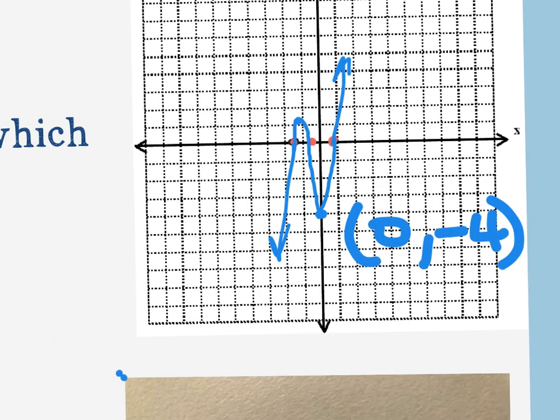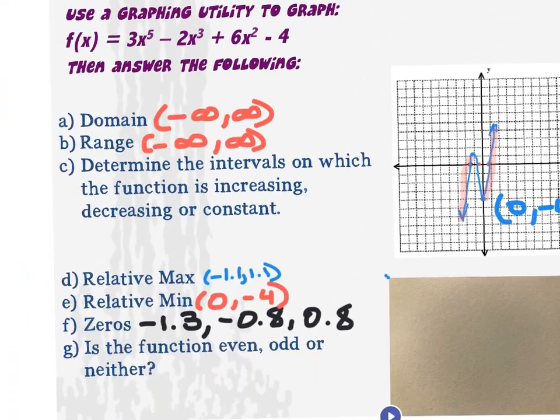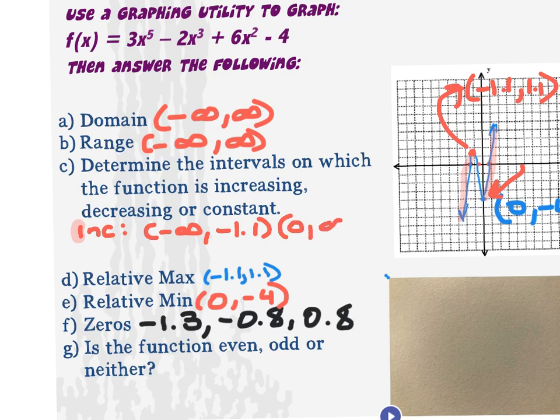So if I look at it closely, here and here are where it's increasing. So this goes in interval notation. Increasing would be from negative infinity up to this, and it's the x value, right? Which was negative 1.1. So this point here was negative 1.1, 1.1. And that point there we already know is 0 and negative 4. Then it increases again at the end from 0 to positive infinity. Again, always using the x points and always using interval notation.